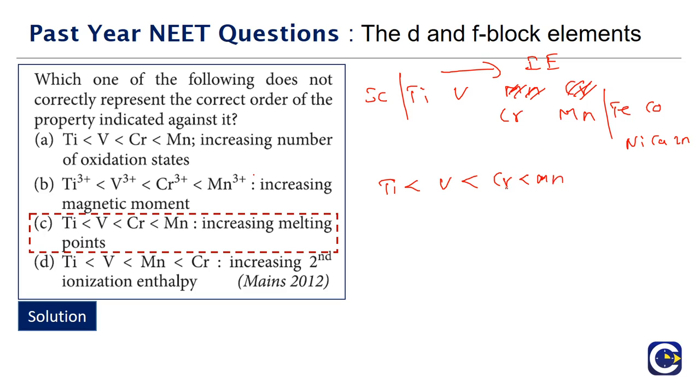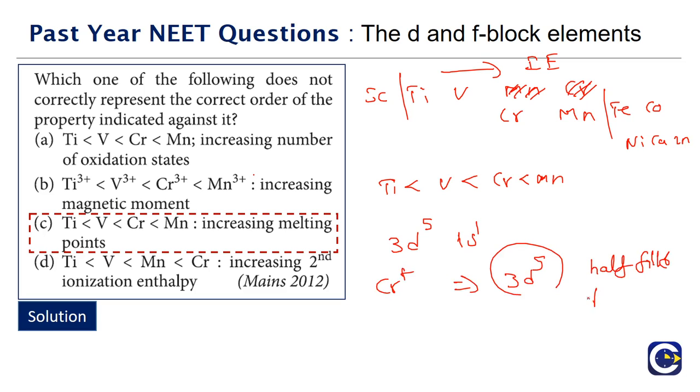But if you look at chromium, what is the normal arrangement? It is 3d5 4s1. After removing one electron, the chromium plus arrangement will be 3d5. Now this is a half filled d structure, which is a highly stable structure. If we try to remove one more electron and make it chromium 2 plus, we are disturbing the stable half filled 3d5 structure. So this is going to have a higher energy requirement.